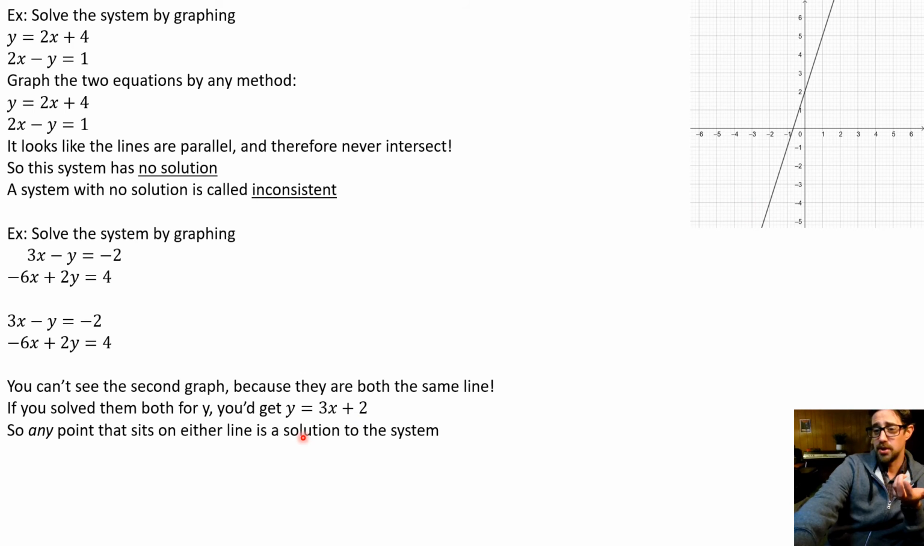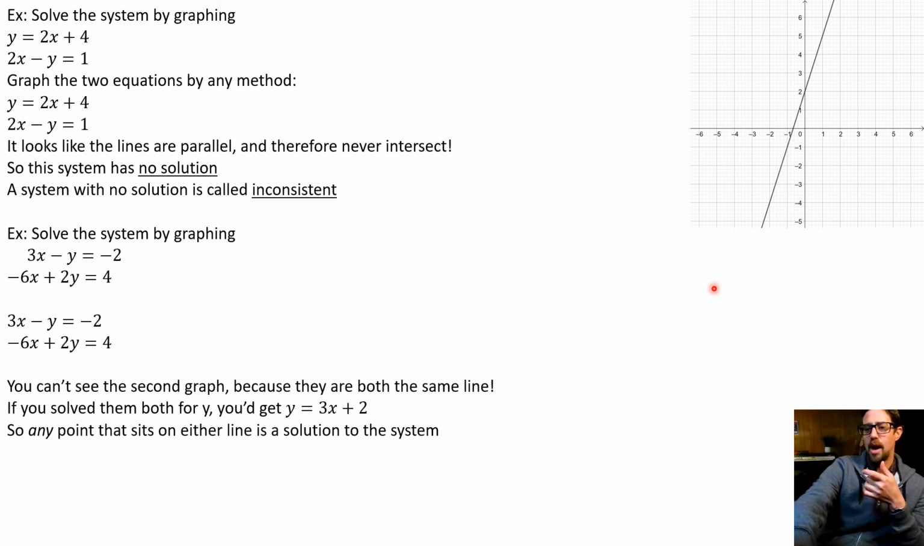So the solution is this: any point that sits on either line. And since they're both the same, really anything that jives with y equals 3x plus 2 is a solution to the original system. So it's not just like any ordered pair satisfies it, right? Just the point like 2, 3 doesn't satisfy it. It doesn't sit on the line. But any point that sits on the line satisfies it.